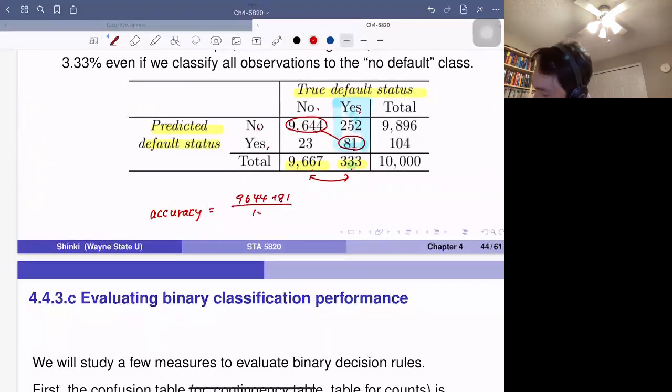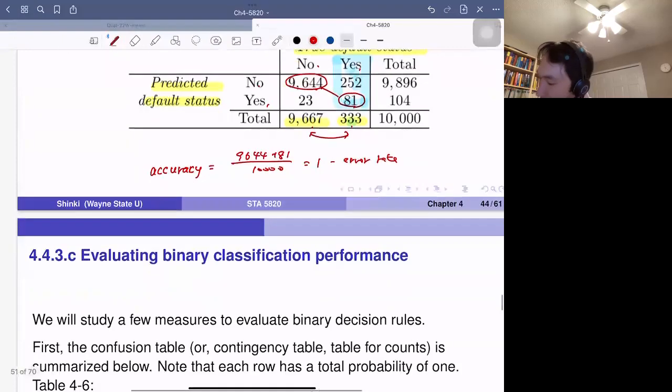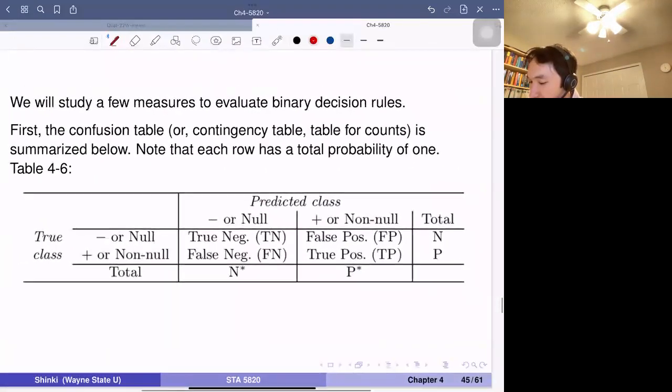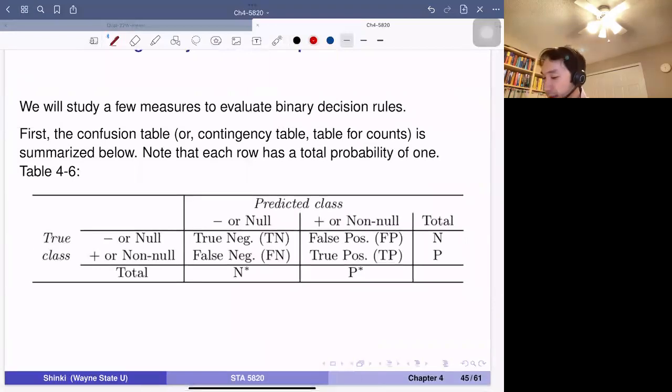But this is not really enough. So we need some other measures, the more detailed measures. And before defining them, we have some notations. Here you have to be careful that this table has been transposed. So the true class is here and the predicted class is here.